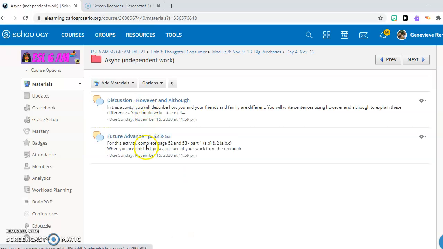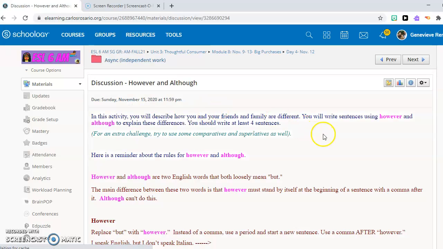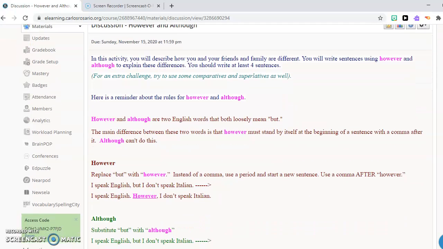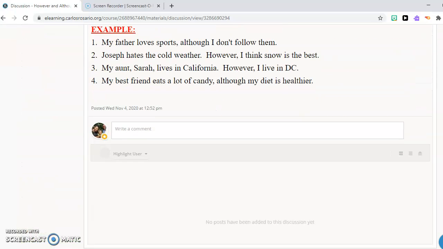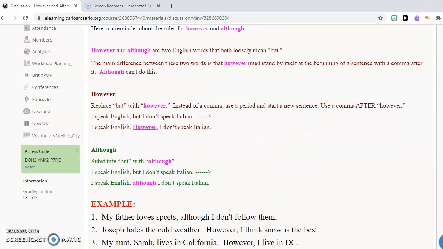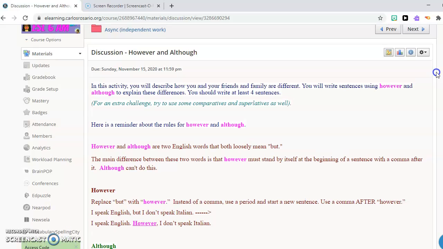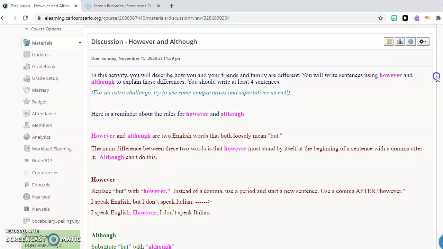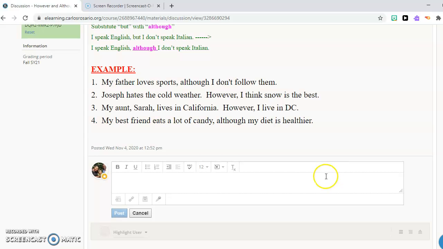There are two activities in Async today. The first one is an activity using however and although. Remember to read everything before you type your answers. Okay, you're going to make sentences using however and although. Read everything. Please be sure to check for spelling and grammar before you post. This is a spell check button right here, my friends. Please click on it to make sure you have all your words spelled correctly.